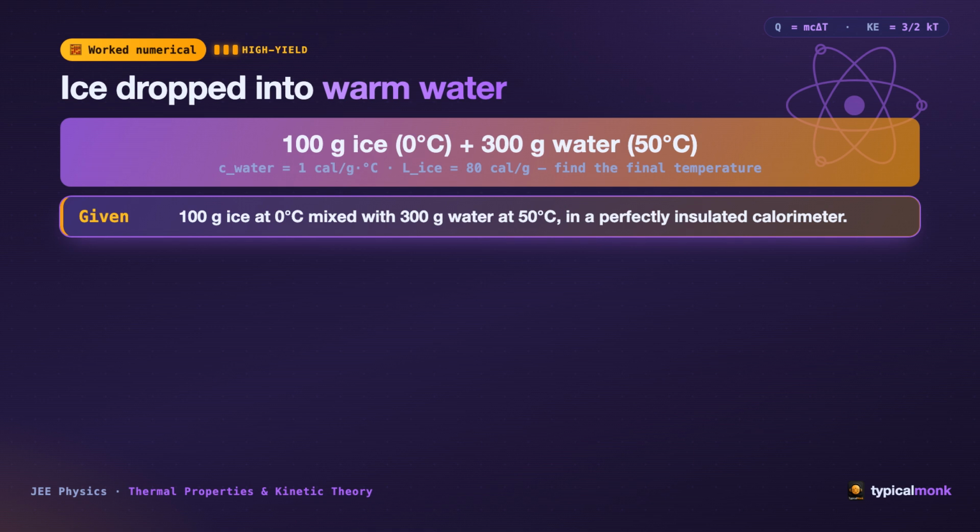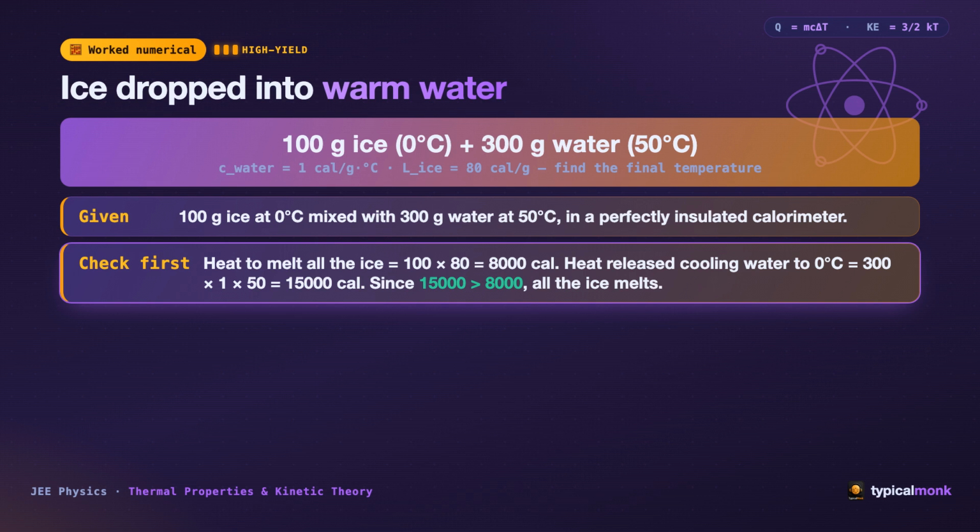Write down what is given. 100 grams of ice at 0 degrees, 300 grams of water at 50 degrees. Step 2. Check first whether all the ice melts. Heat needed to melt all the ice equals 100 times 80, 8,000 calories. Heat released cooling the water from 50 to 0 equals 300 times 1 times 50, 15,000 calories. Since 15,000 is greater than 8,000, all the ice melts.